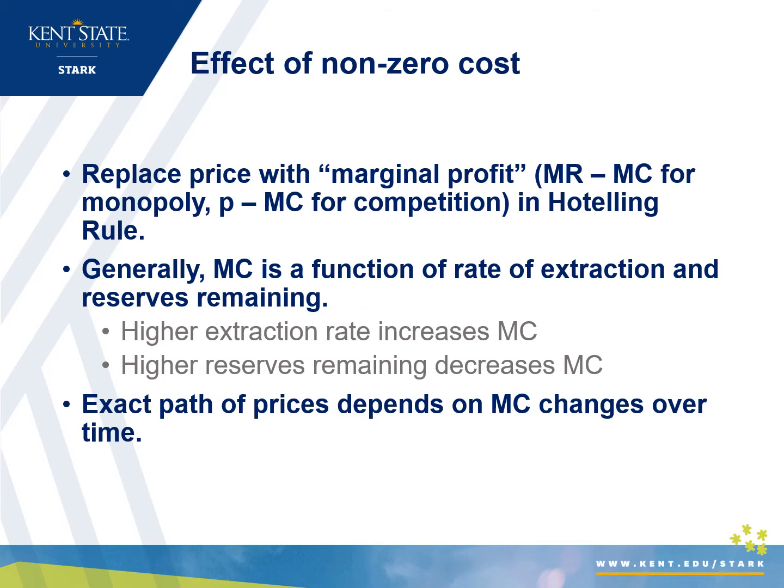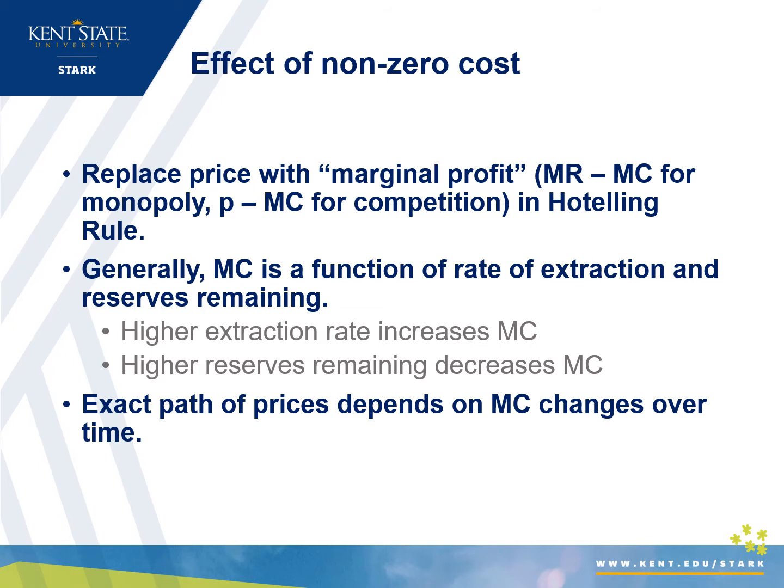Right, so if we want to account for the fact that it is actually costly for us to get these resources to start with, we need to replace price in the Hotelling equation with marginal profit, which for a monopoly would be marginal revenue minus cost, or if we have a competitive marketplace, it would be price minus marginal cost. So what this will then allow us to do is this marginal profit is going to increase by the rate of discount over time.